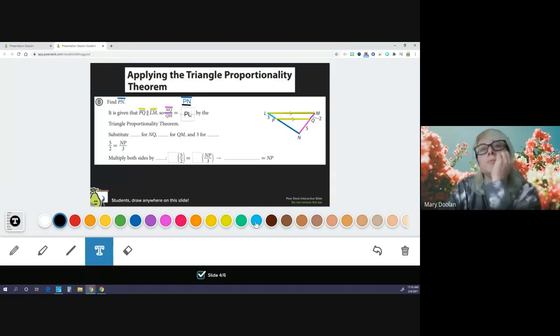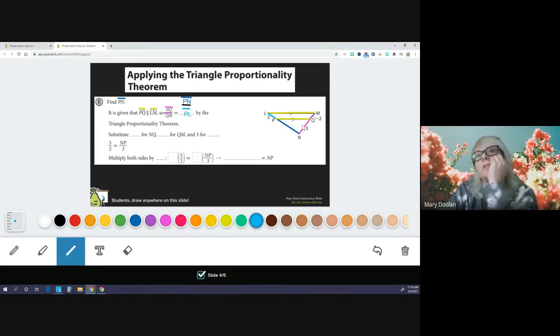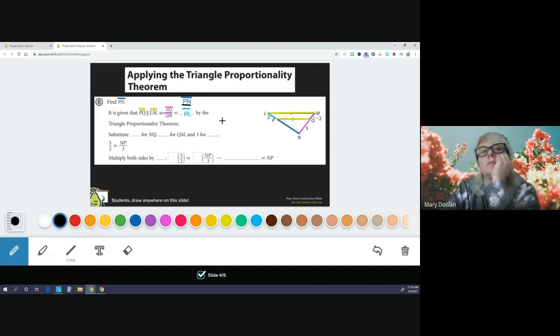I mean, technically you want to put these line segment things here, but I'm just putting them there because I'm trying to color code it. If you're just writing it, you could also just write NQ over QM is equal to PN over PL. So you don't have to put these little bars here.